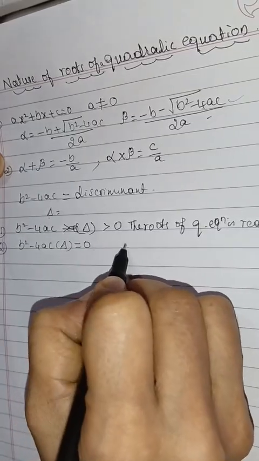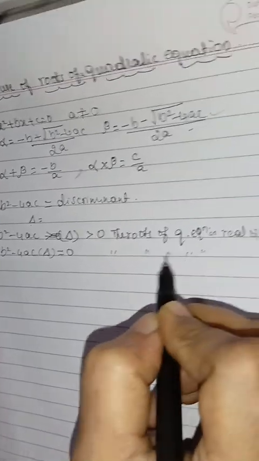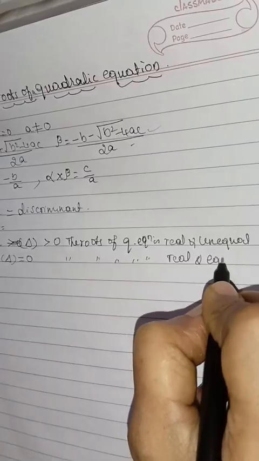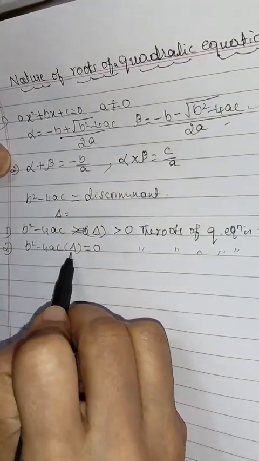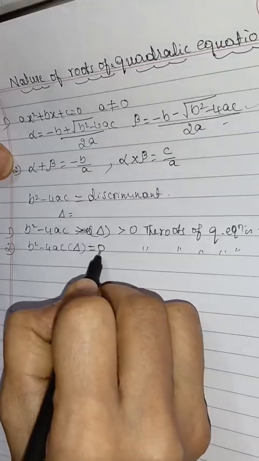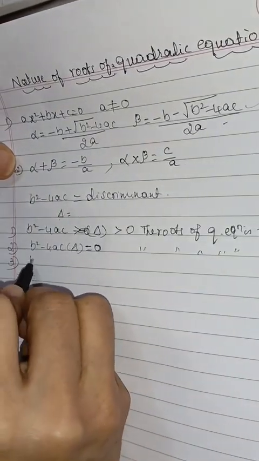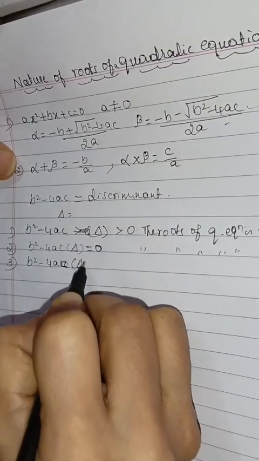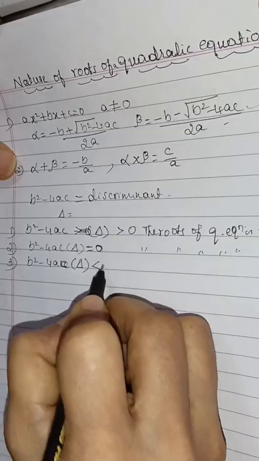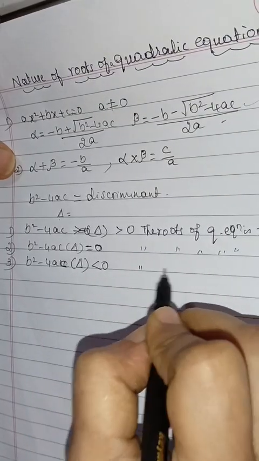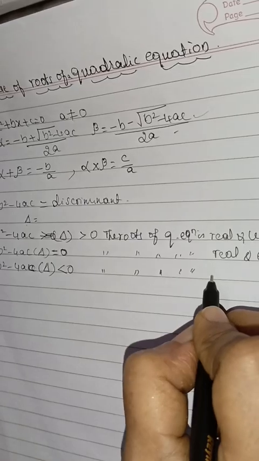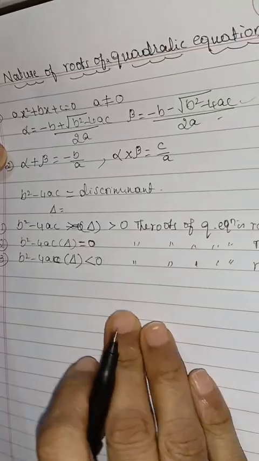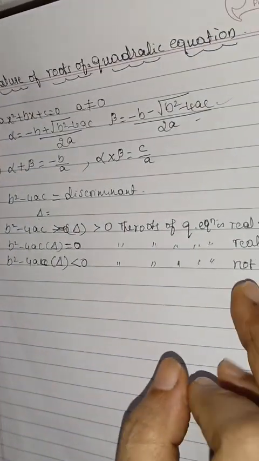Secondly, when b square minus 4ac, that is delta, is equal to 0, the roots of the quadratic equation are real and equal. And third, when b square minus 4ac, that is delta, is less than 0, the roots of the quadratic equation are not real.